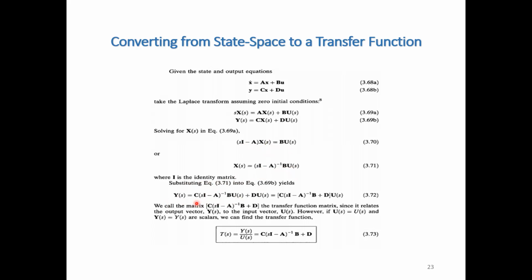And substituting equation 3.71 into equation 3.69b, this one, if you put this value of X(s) into this one, then you get this equation. So ultimately, T(s) is equal to Y(s) by U(s) is equal to C (sI minus A) whole inverse B plus D. So that is the transfer function equation: C (sI minus A) inverse into B plus D.